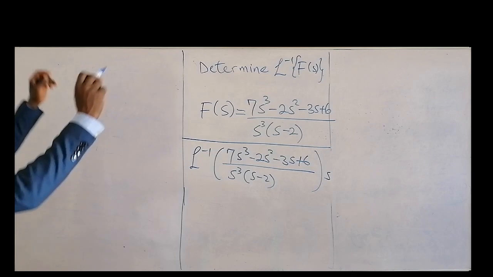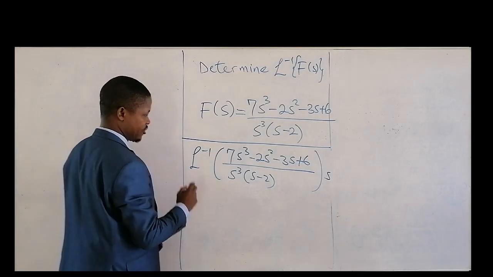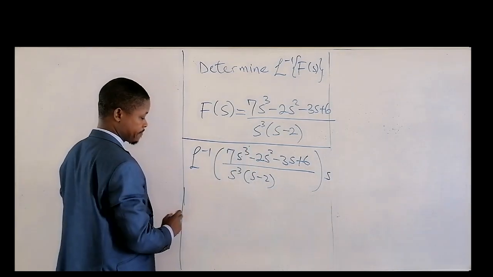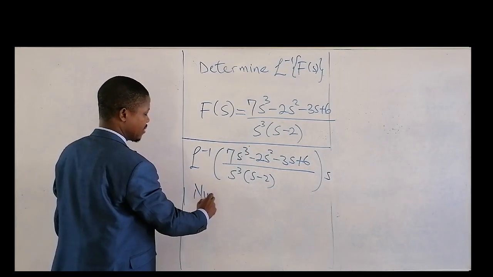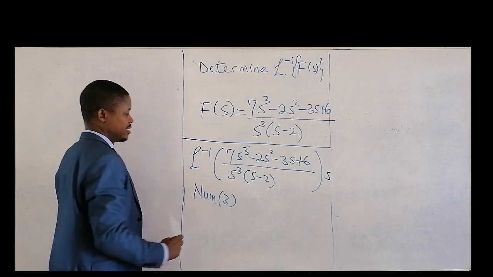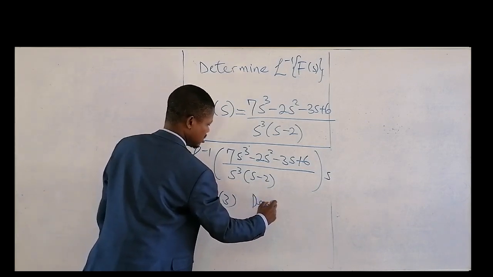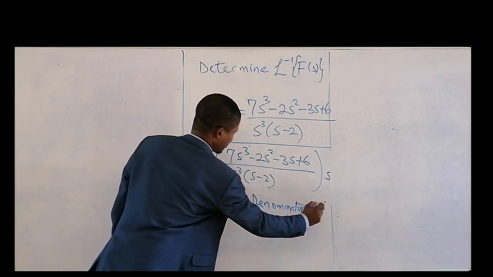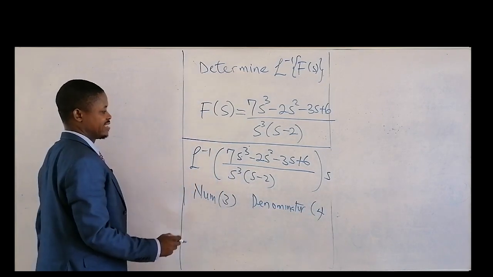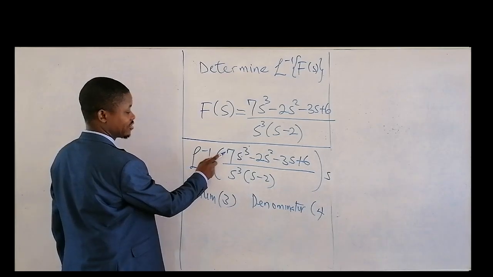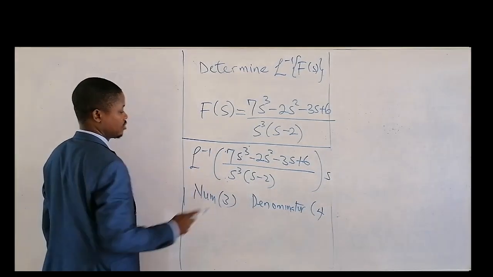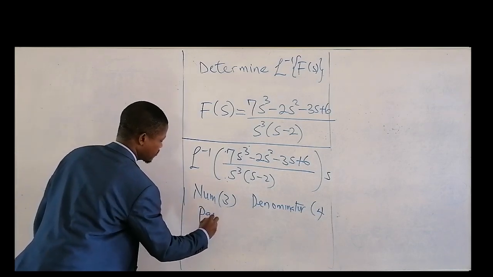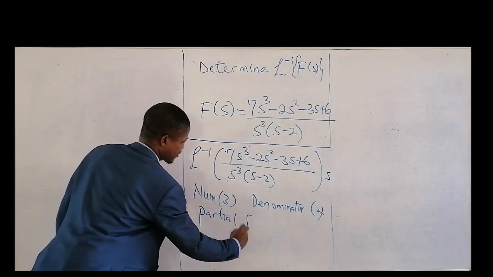So what was their observation here? The numerator, the highest power, is 3. The denominator, the highest power is 4. So in that case, the degree of the numerator is less than that of the denominator. And that will take us to using partial fractions.